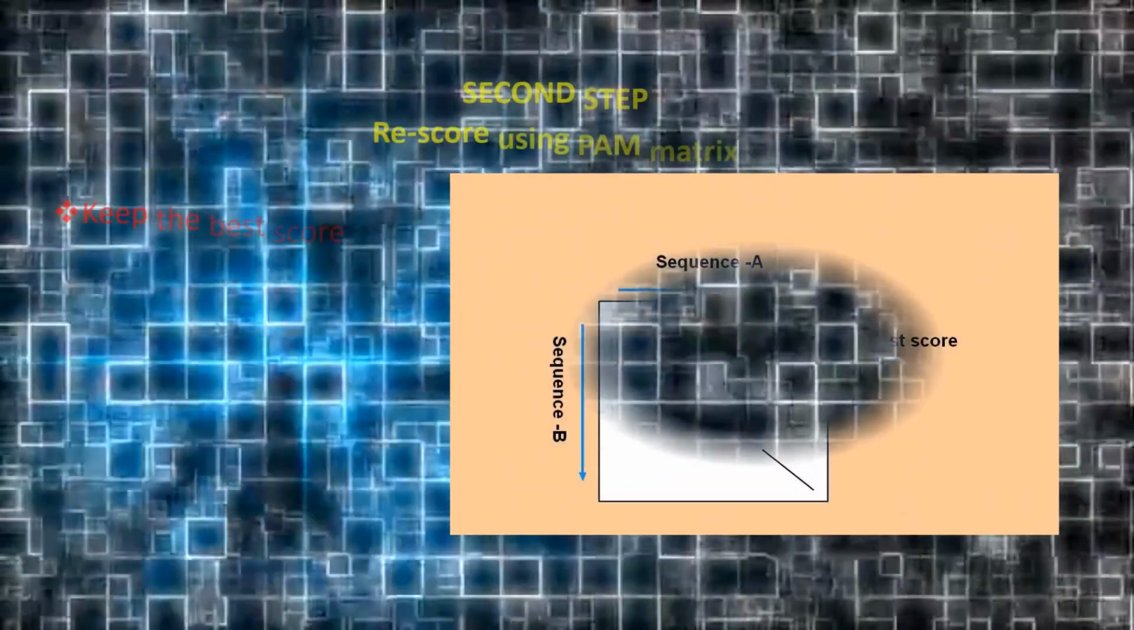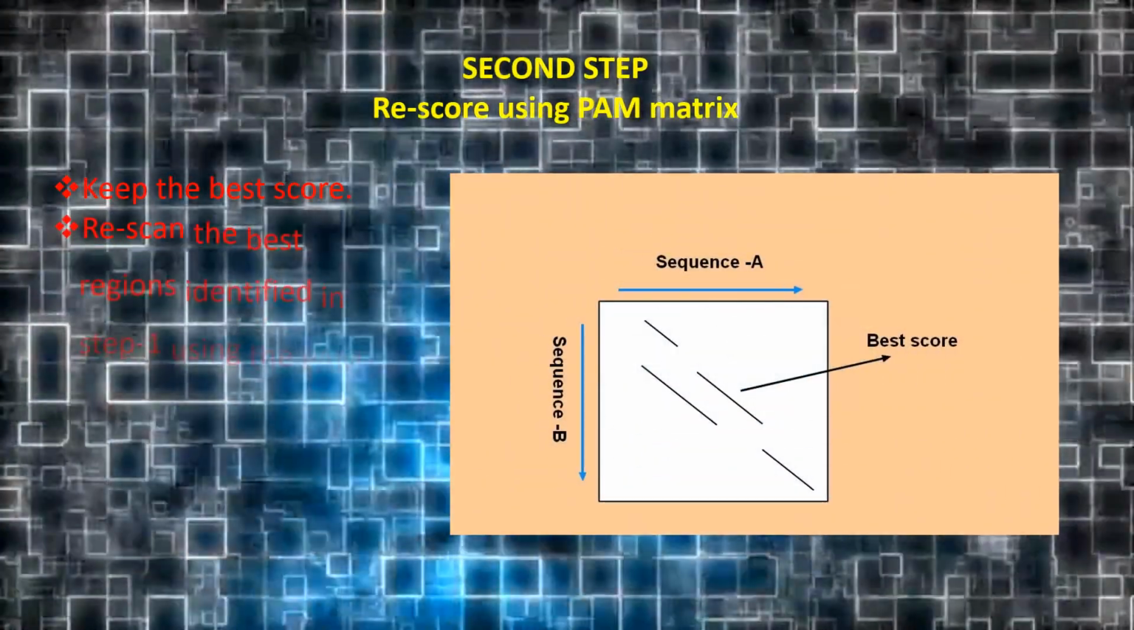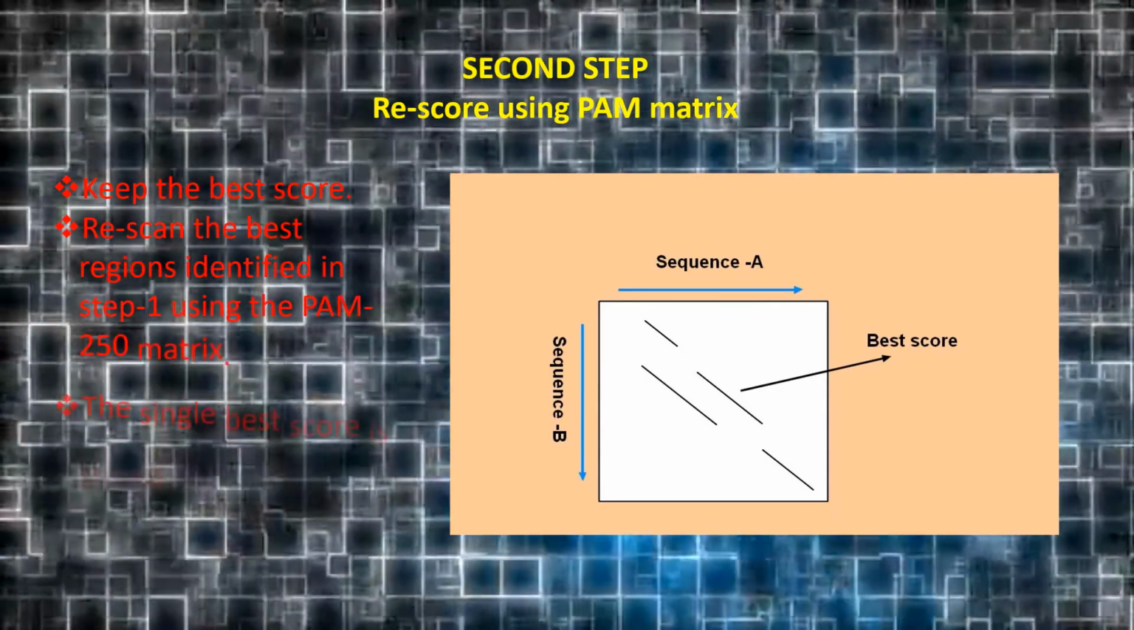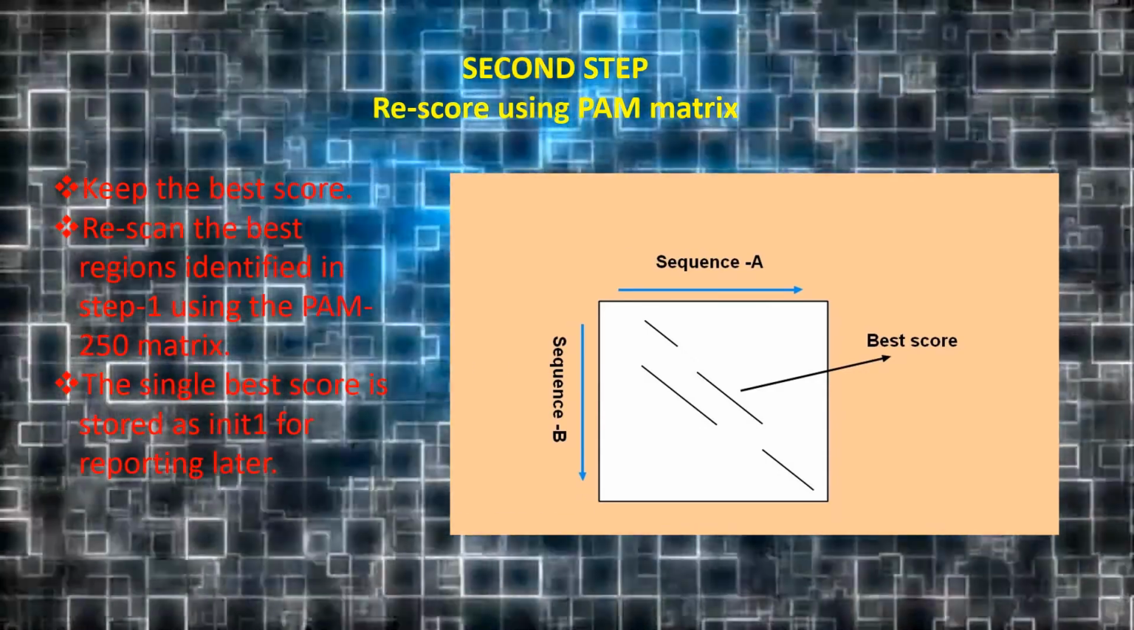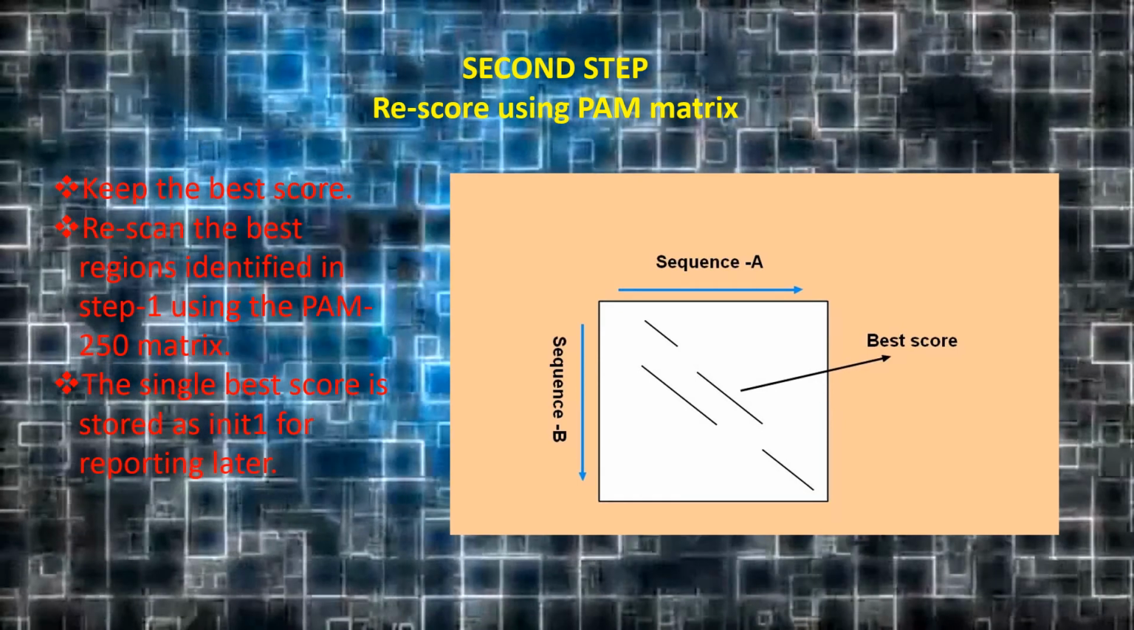Second step is to rescore using the PAM matrix. It keeps the best score. It rescans the best regions identified in step 1 using the percentage accepted mutation, or PAM 250 matrix. The single best score is stored as init1 for reporting later. Observe the diagram, which shows the best score aligned.